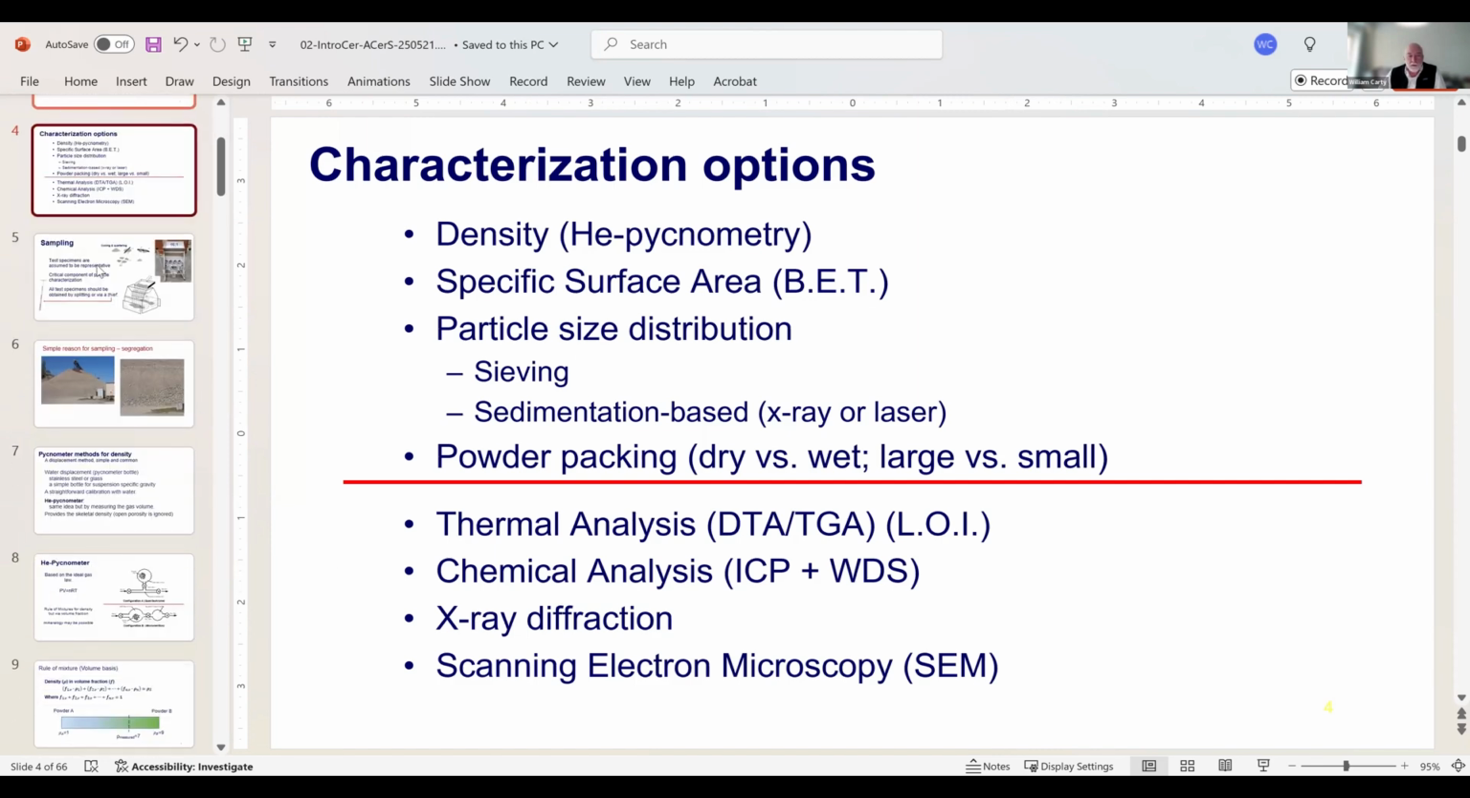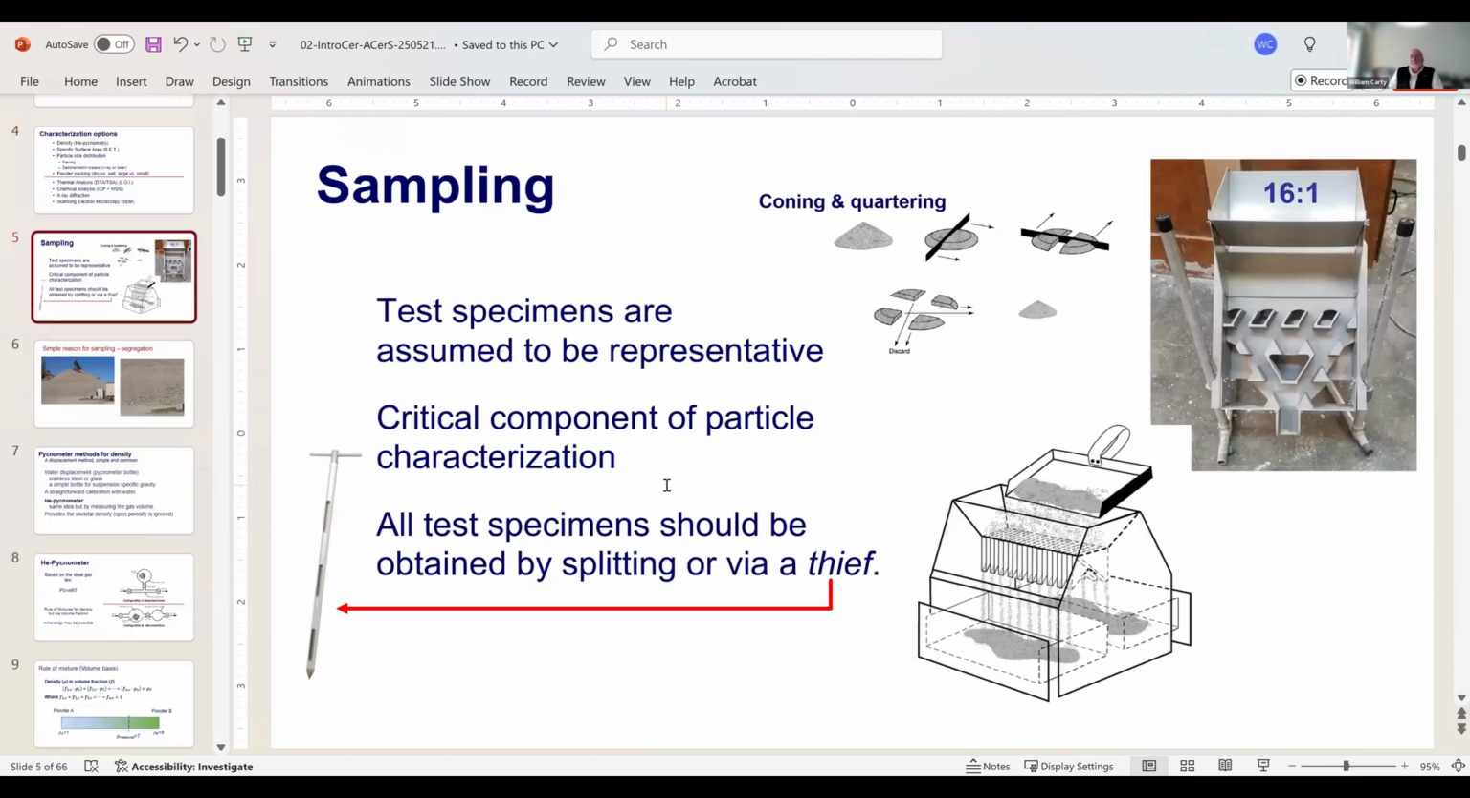Before we go any farther, though, we have to talk about sampling. Anything that you test in the laboratory or in a quality control lab is making an assumption. And that assumption is that the test specimen is representative.